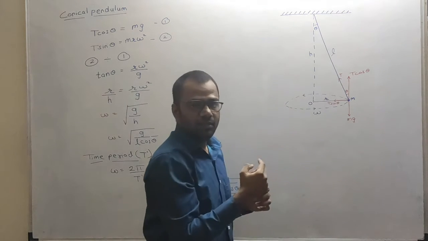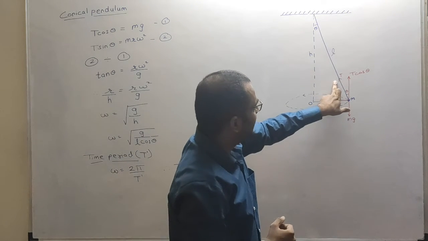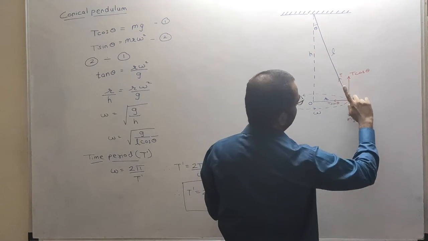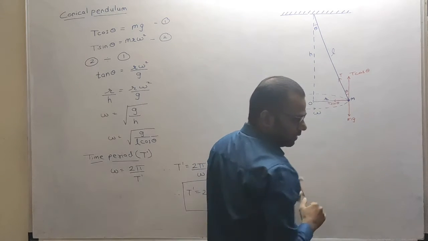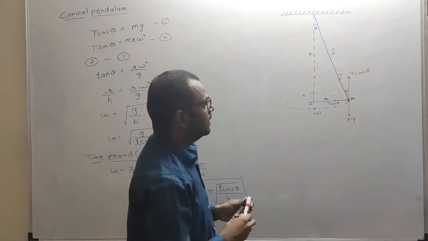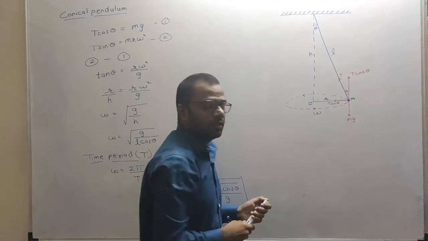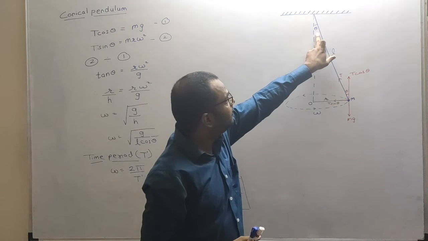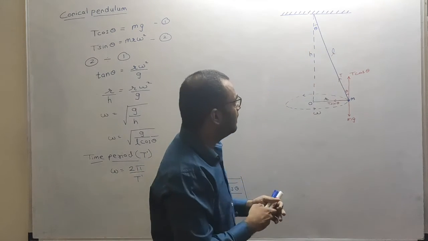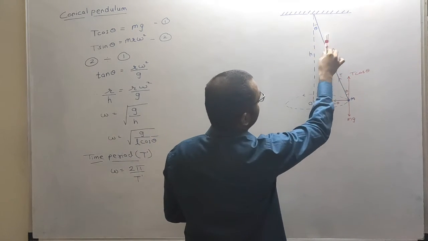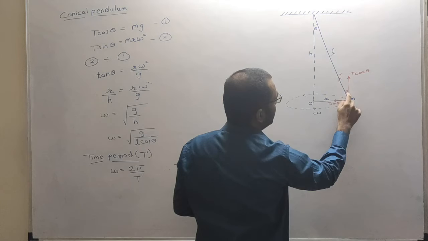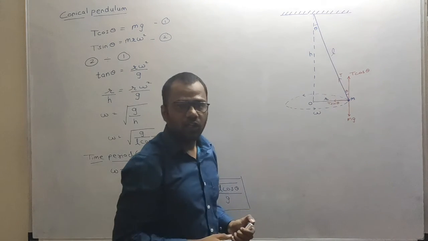Now the string will be under tension. So this is the tension of the string. I have mentioned it with T. I will resolve this force, the tension in the string, into two components: vertical component and horizontal component. Now this is the angle theta. The angle theta will be called the semi-vertical angle of the cone, or the angle made by the string with the vertical. Now as you can see, if this is theta, this will also be theta, because those are alternate angles.